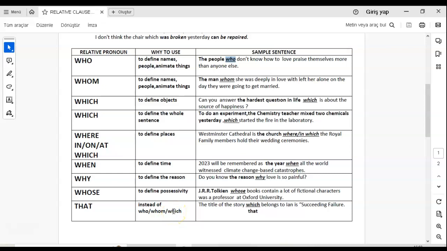In defined relative clauses. In non-defined relative clauses, we can't use that. And so, for example, we say the title of the story. Instead of saying which, normally we're going to use which, you can use that. Or here you can say the people who don't know. You can say the people that don't know. You can use it that way. The man that she was deeply in love with can also be used. And so instead of saying the title of the story which belongs to Ian is succeeding failure, instead of which you can say the title of the story that belongs to Ian is a succeeding failure.